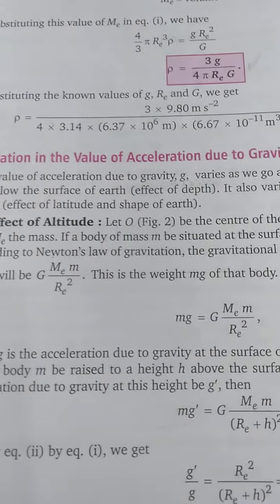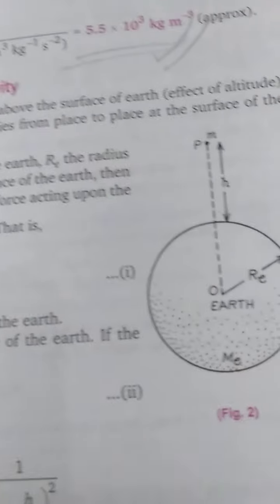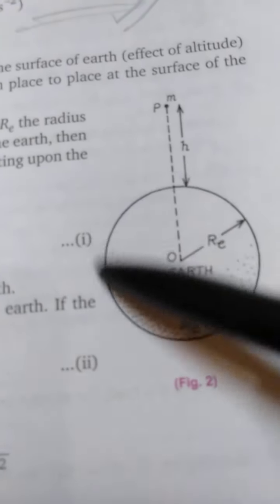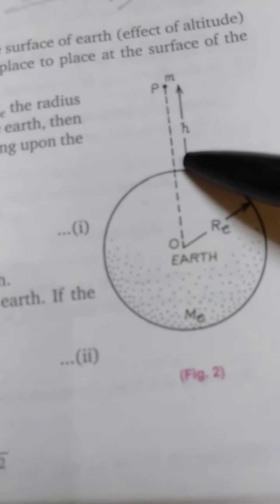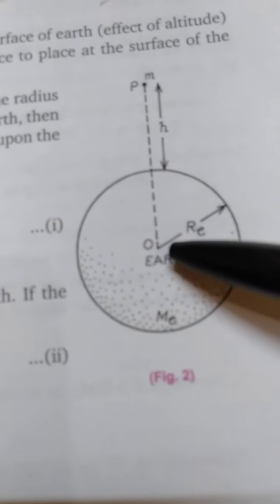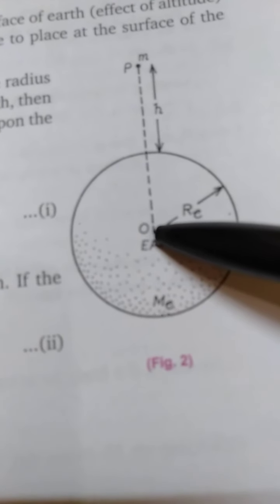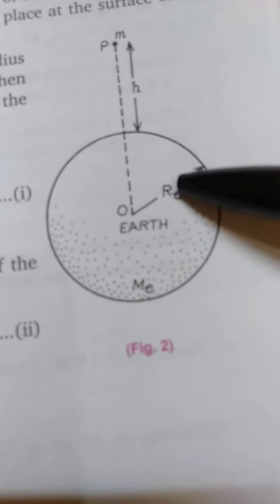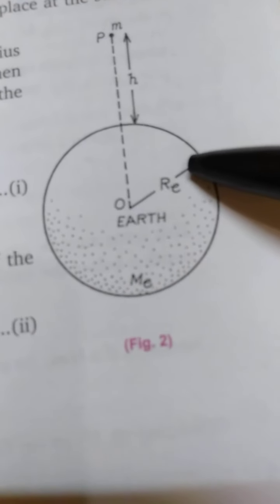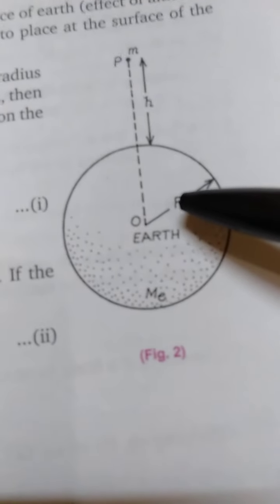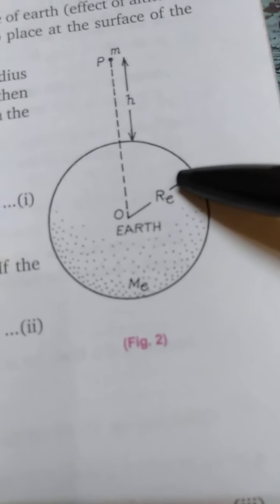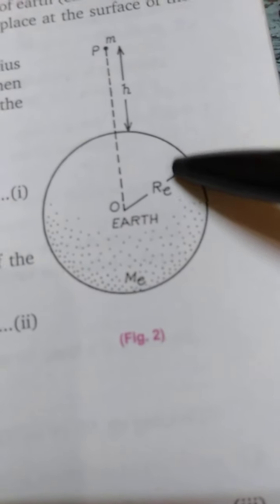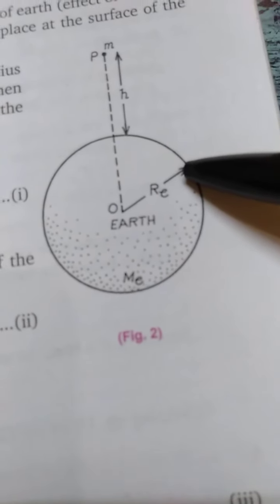The effect of altitude on g. See, if you consider that this is the surface of Earth, then the value of g is maximum on the surface of Earth. At the center of the Earth, the value of g is 0. As we move out from the center, the value of small g, that is acceleration due to gravity, is increasing and it reaches a maximum point on the surface of Earth.